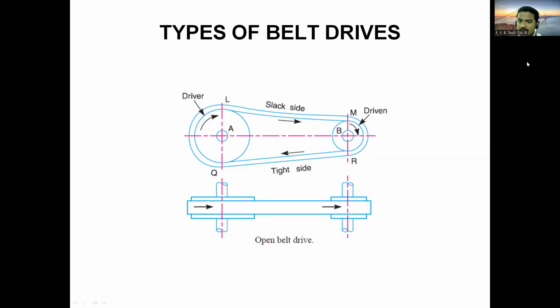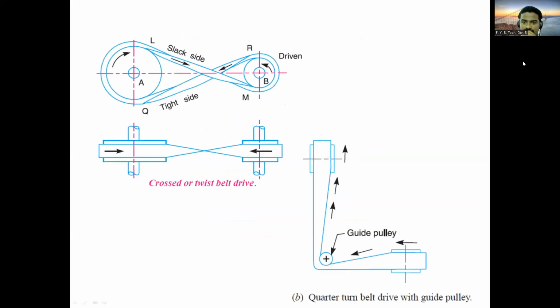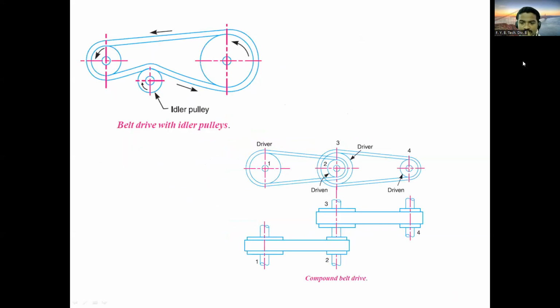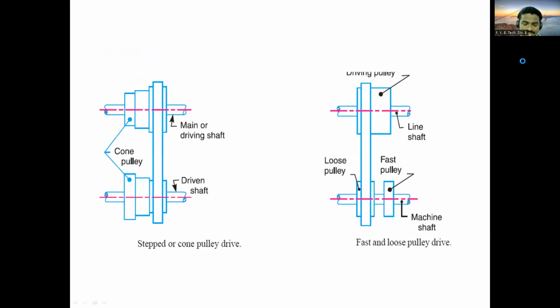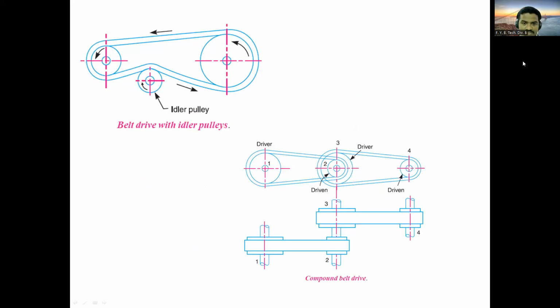Second, cross belt drive. Then third is compound belt drive. Then fourth is belt drive with idler pulley.